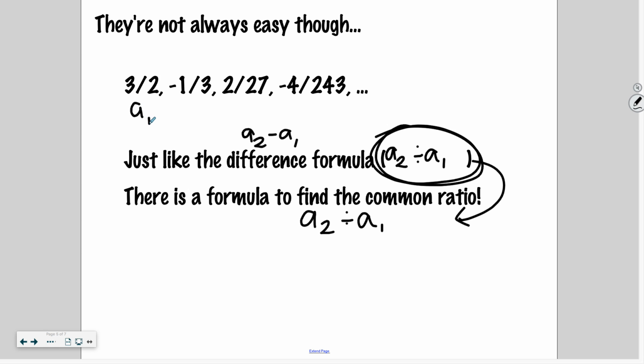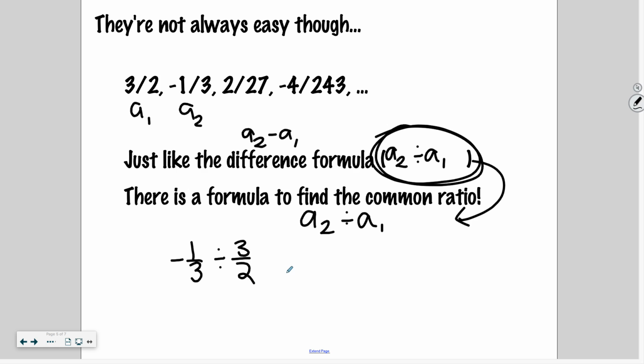So with my sequences, we got the first one, we got the second one. So A2 is negative 1/3 divided by A1, which is 3 over 2. My rule is for fractions. Okay, fractions are so important. I know you guys hate them, but we're just going to have to learn to love them and embrace them. So we need to remember that dividing by a fraction is the same thing as multiplying by the reciprocal.